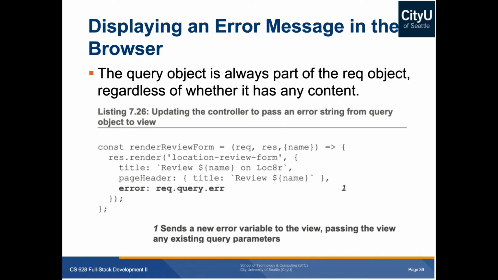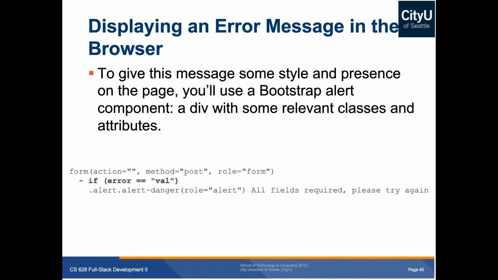So then, as we mentioned, you can now use request.query.error to access that and assign it to a new variable. Let's call it error, right? And now we can reuse it: if error is equal to val, let's just put an alert. A dialog box would pop from the top and say all fields required, please try again.